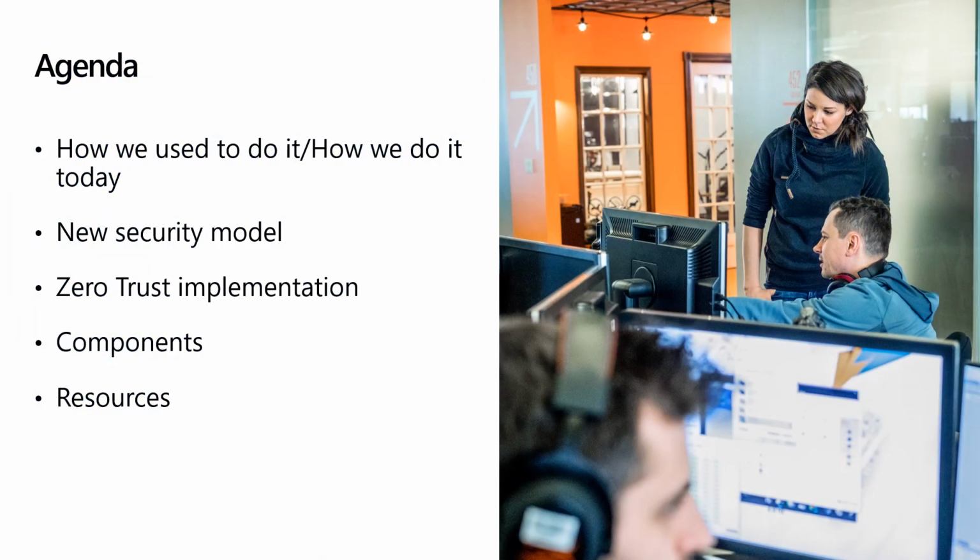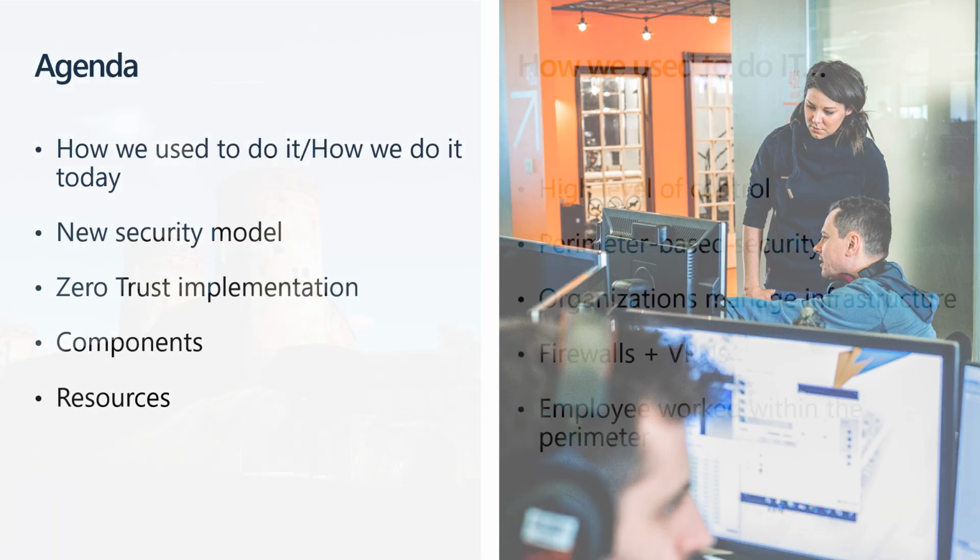Today we're going to talk a little bit about Zero Trust, so let's jump right on in. We're going to quickly get started on how we used to do IT. Then we're going to jump into how that's changed, how we do it today. We're going to talk about what Zero Trust is, what kind of a security model it is, how to implement it, what are the components of Zero Trust, and then we'll go over some resources that will be available to you to help you start on this journey.